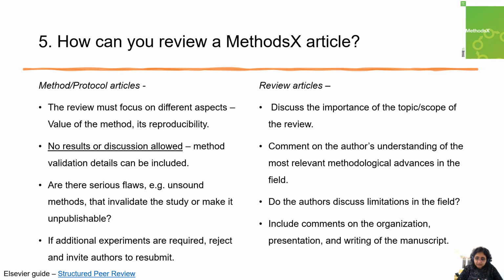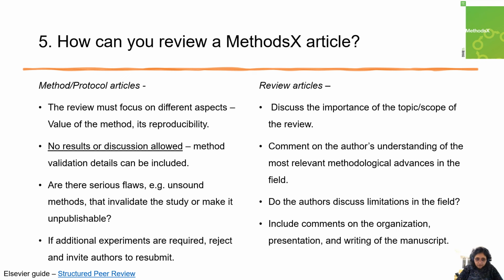Whereas for review articles, it's important that the review must comment on the author's understanding of the most relevant methodological advances in the field. Thirdly, are there serious flaws or unsound methods that invalidate the study or make it unpublishable? This is important while reviewing a methods article. Whereas for a review article, it's important to discuss limitations in the field. Are there limitations that have not been covered by the review article? If there are some, please make a note of the same.